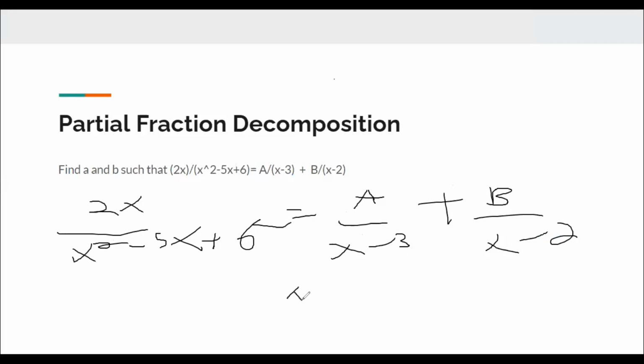So you know that a times x minus 2 plus b times x minus 3 is going to be equal to 2x.